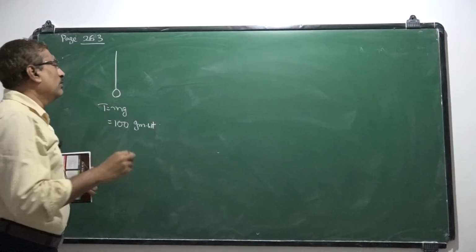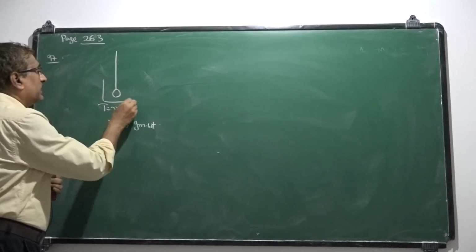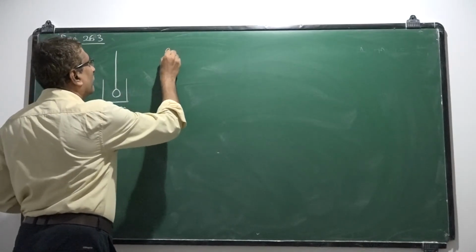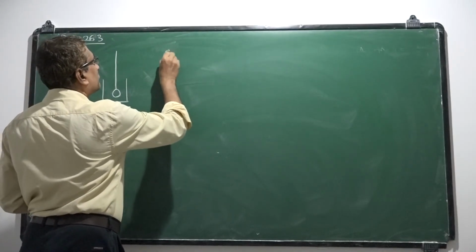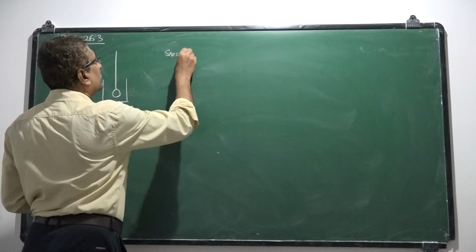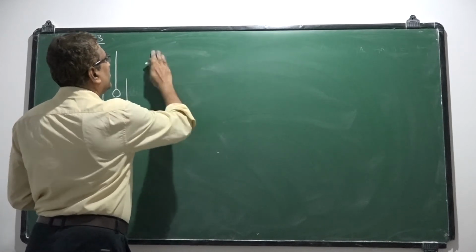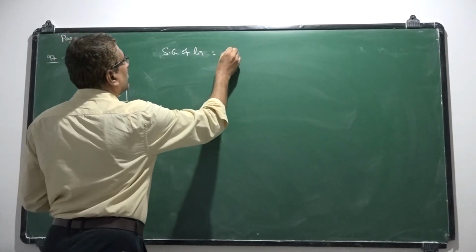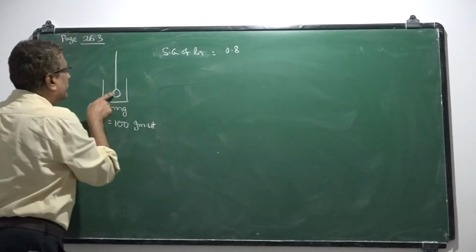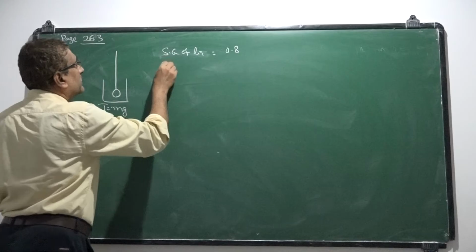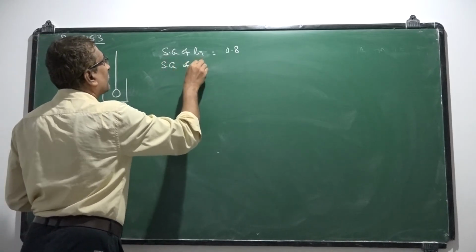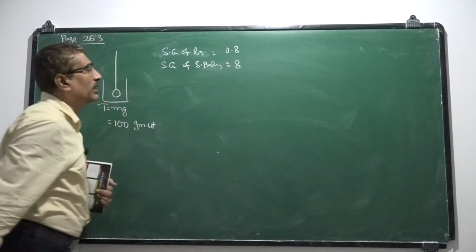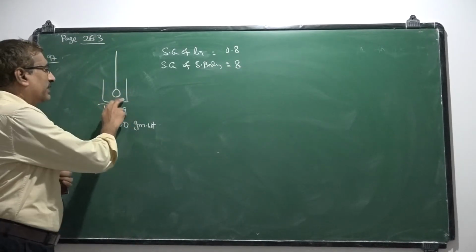Okay. Now, when this particular one is immersed in a liquid, the specific gravity of the liquid, Sg of liquid, is 0.8, and the specific gravity of this particular spherical body is 8. Now, what is the tension in this particular one?